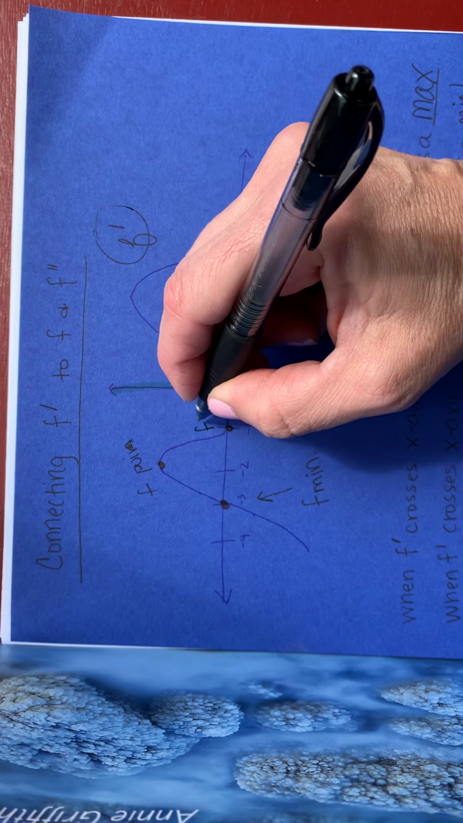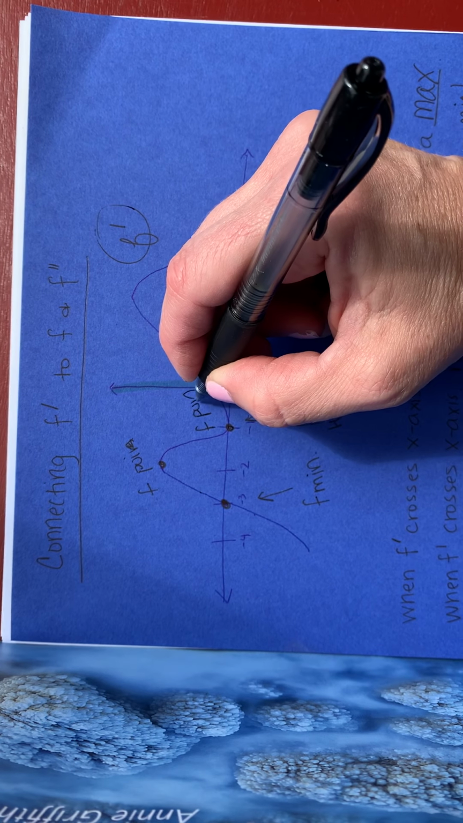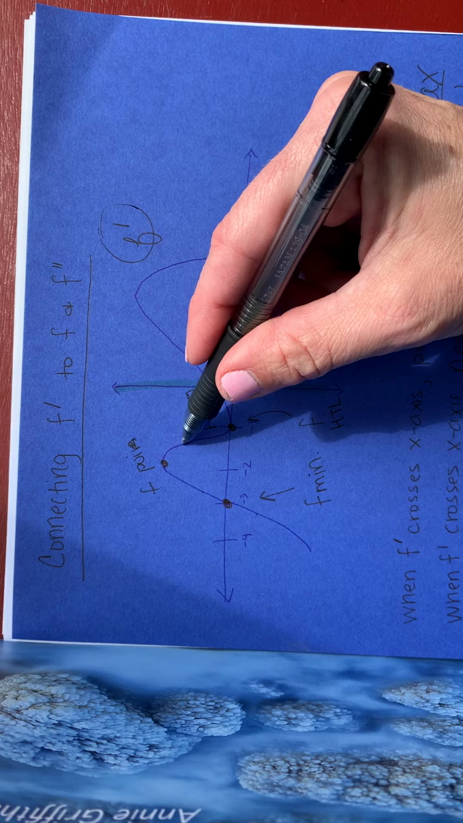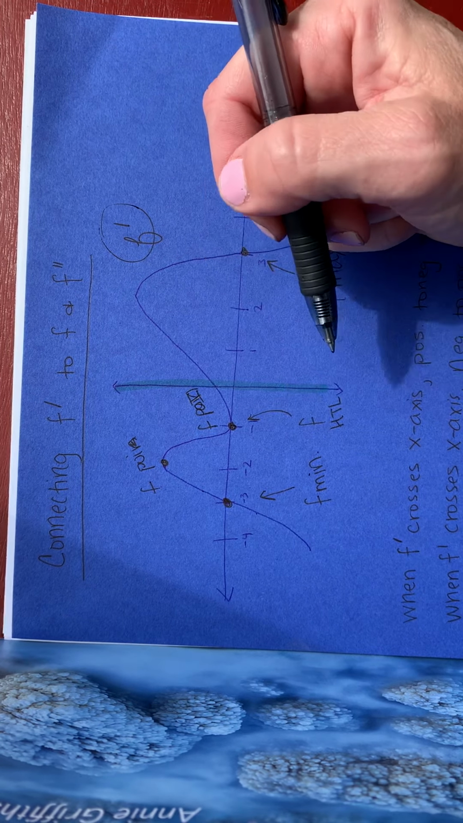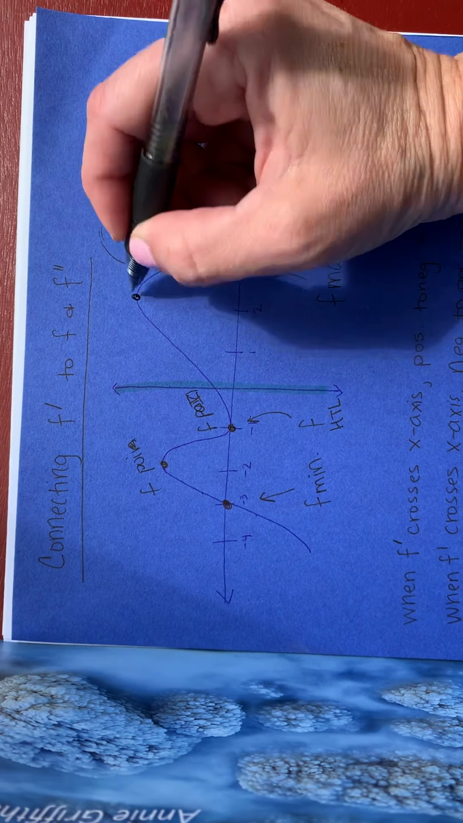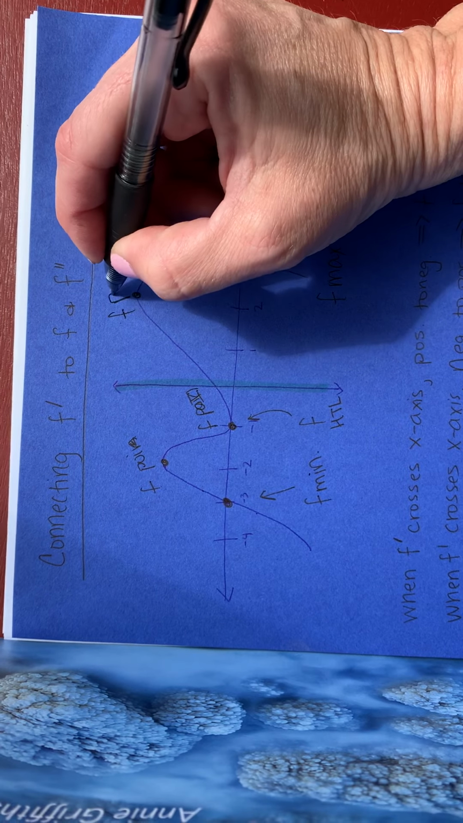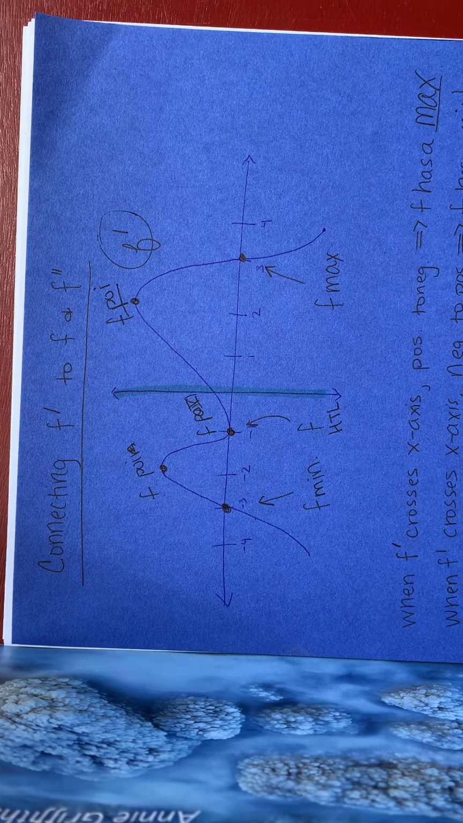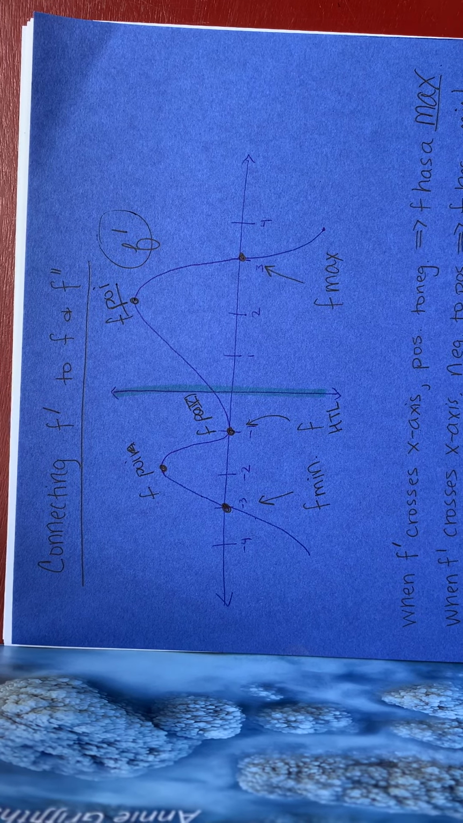Here, f is also going to have a point of inflection, POI, because the derivative changed from decreasing to increasing, or has a min. Here, again, f is going to have a point of inflection. So that's just a really short recap on how that works, but go back and try.